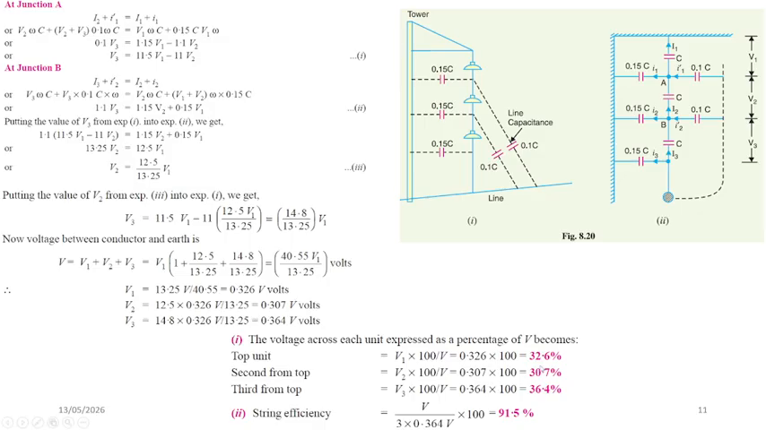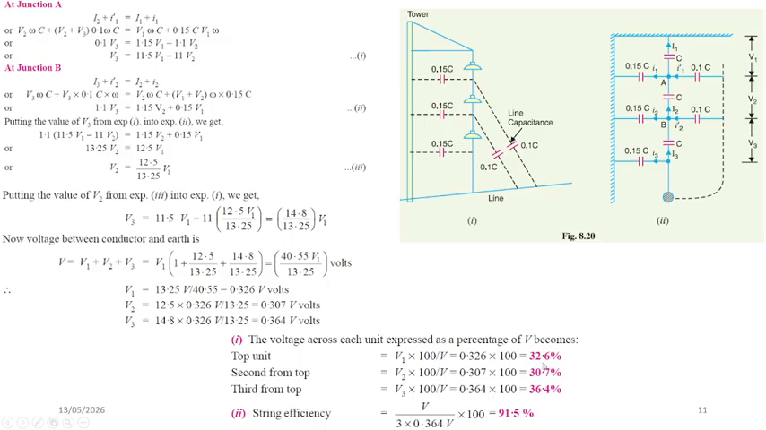So the top unit is consuming 32.6% of the total voltage, and the medium unit 30.7%, and the third unit is consuming the maximum voltage, 36.4%. So finally, string efficiency can be equal to 91.5. So you can see that by adding a grading, we can increase the string efficiency.